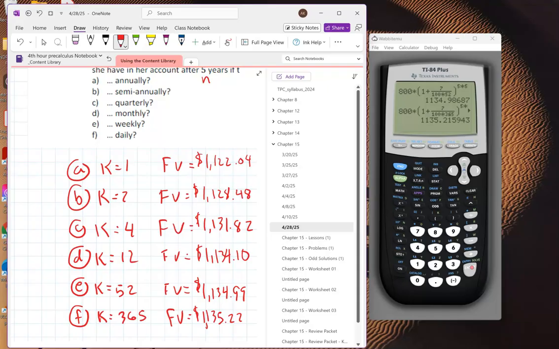So the takeaway from this example is the number of compounds per year. More is better, but really it's not one of the things to mainly worry about. What's the thing we really want more of? Time. Time is the name of the game for compound interest. You give me more time, and that makes a huge difference.